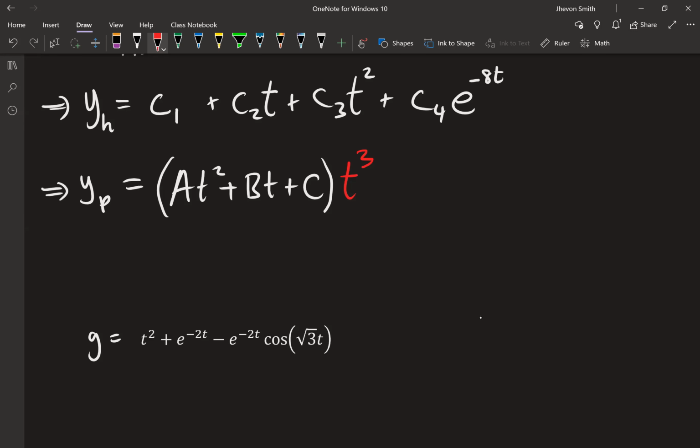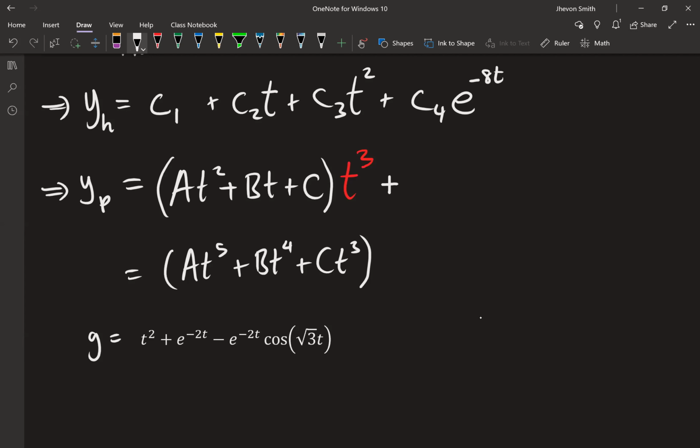Is there an overlap now with the homogeneous? The answer is no, because after that I would actually have at to the fifth plus bt to the fourth plus ct cubed. None of these are a t squared, none of them are a t, none of them are a constant. So that actually is what the correct first part should be.